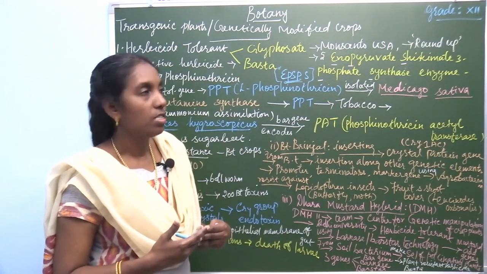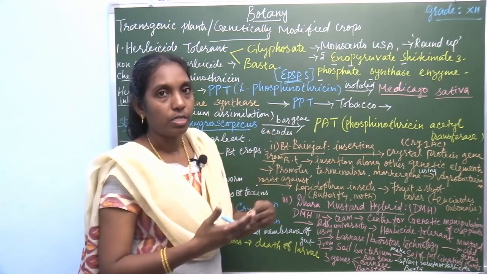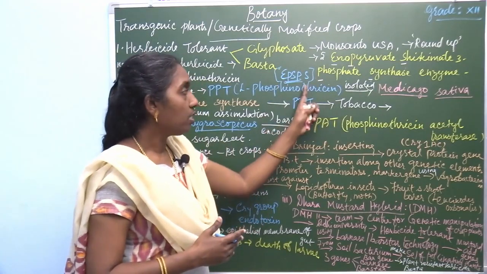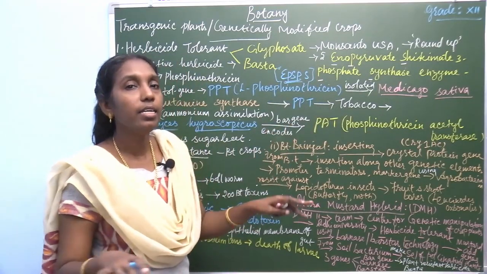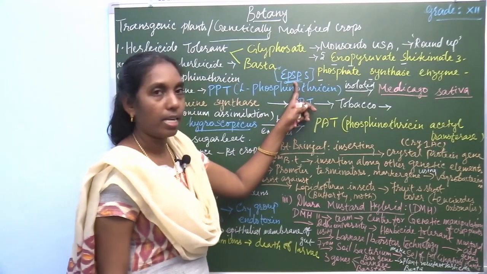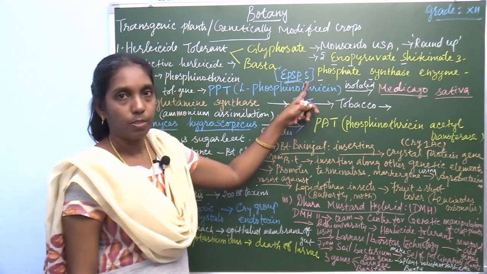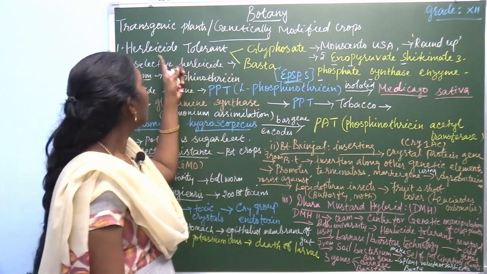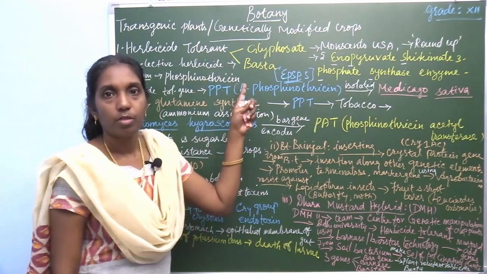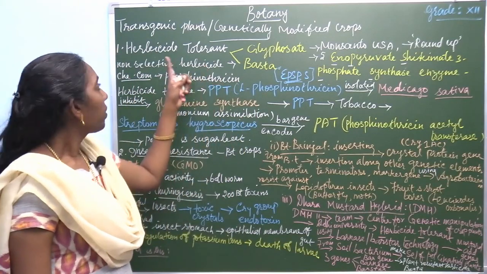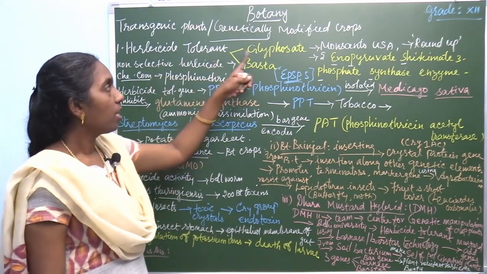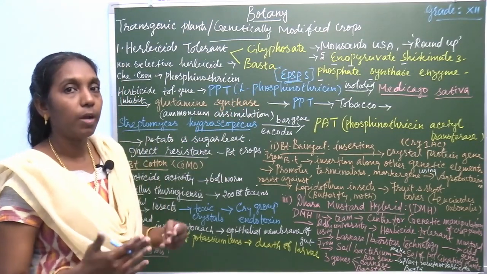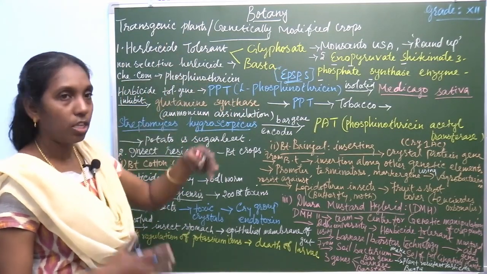Another strategy is to produce a tolerance against this. Another one is to degrade the activity of this enzyme, EPSPS. So the first question: there is a herbicide-tolerant glyphosate variety. Listen carefully. This plant, now the topic is transgenic plant.